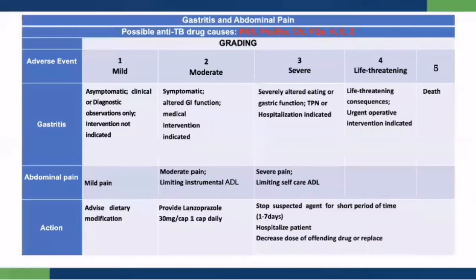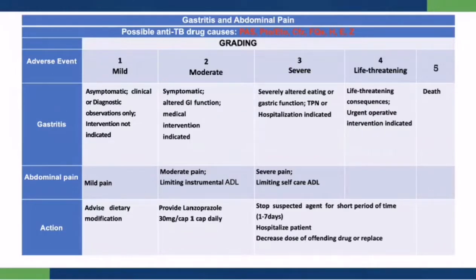For gastritis and abdominal pain, this may be an early symptom of severe disease effects such as pancreatitis, hepatitis, or lactic acidosis. So if any of this is suspected, you have to request for appropriate laboratory tests to confirm the diagnosis and suspend the offending drug. Or you may consider other possible causes of gastritis and abdominal pain.